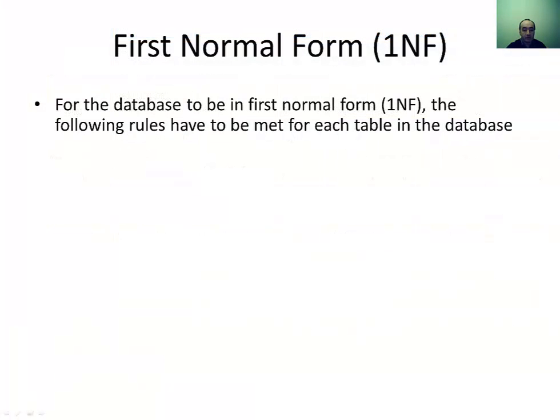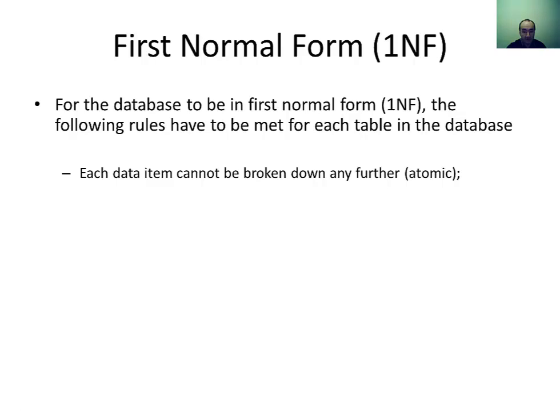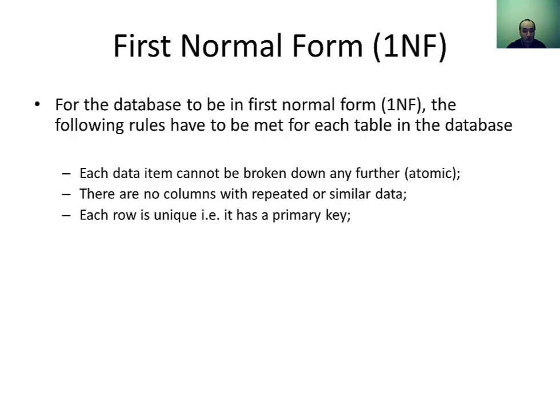For the database to be in first normal form, the following rules have to be met for each table in the database. Each item cannot be broken down any further, it's atomic. There are no columns with repeated or similar data. Each row is unique, that is, it has a primary key, and each field has a unique name.